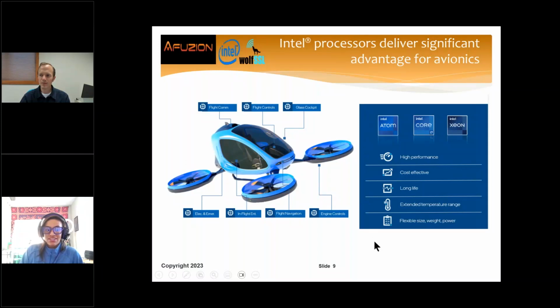And I would also like to point out that Intel processors deliver significant advantages for avionics. These use conditions include long life of parts, 7 to 15 years for some parts, support for extended temperature ranges, and high performance in a single package. This offers aviation customers processors that are flexible in size, weight, and package.